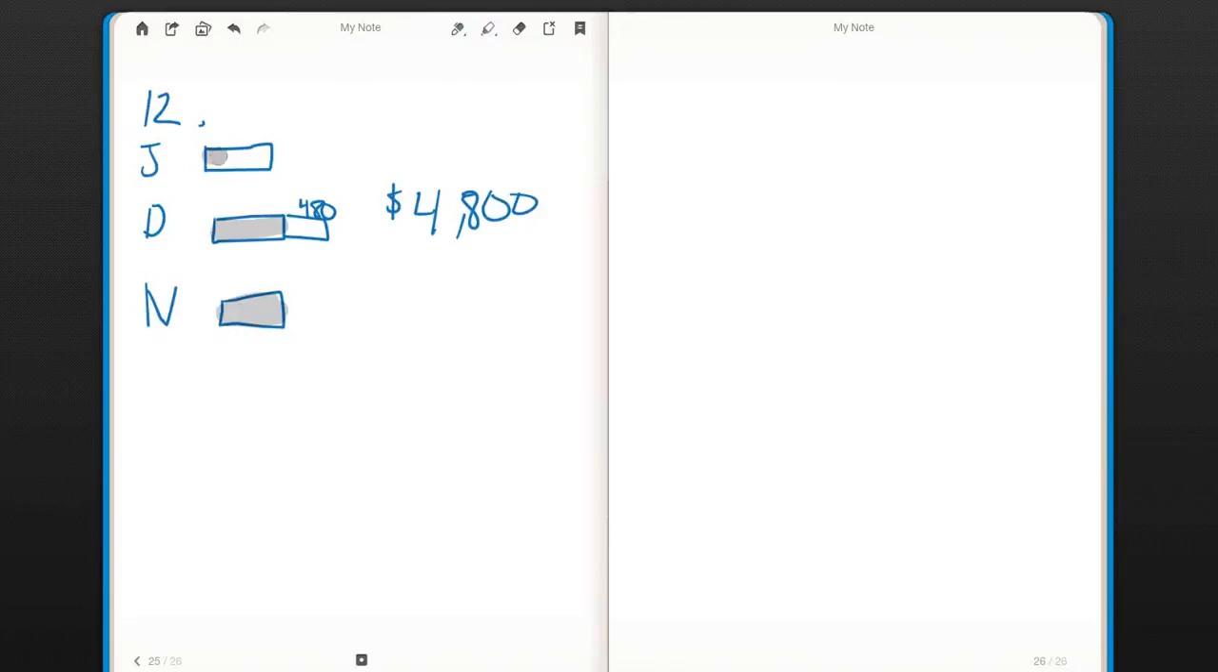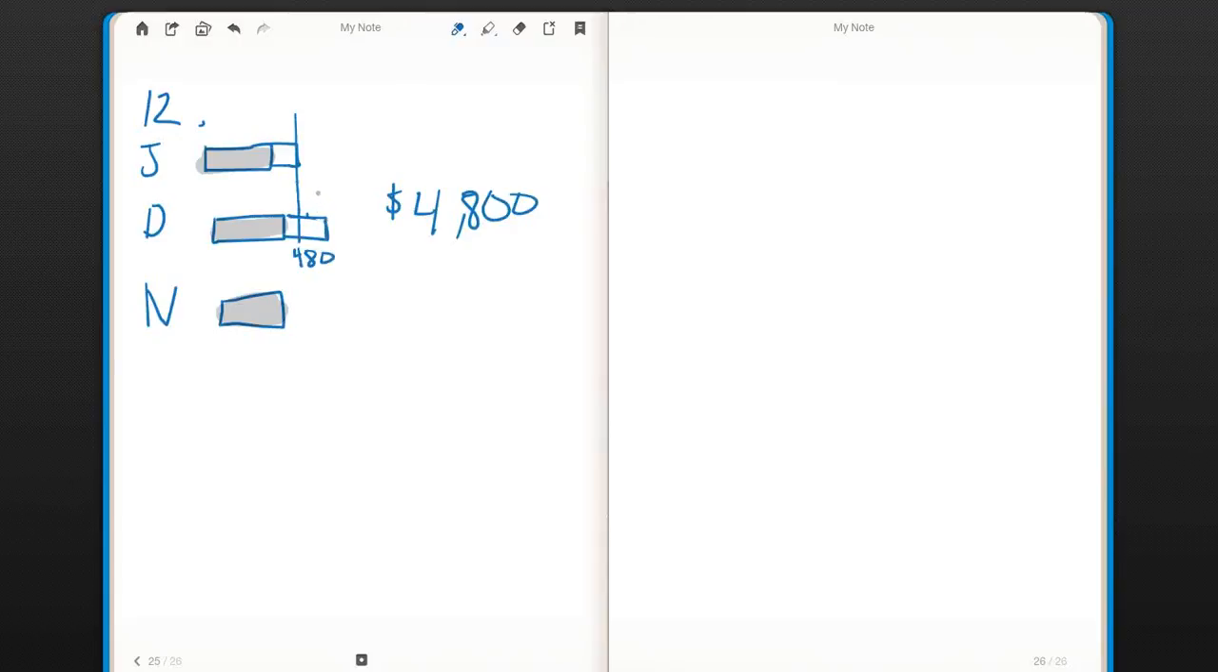So this block is the same as Davina and Nancy, but then how will I show that she has $330 less than Davina? I'm going to add this onto it. I'm going to draw a line here, and maybe I need to rewrite this onto the bottom. This block represents 480.